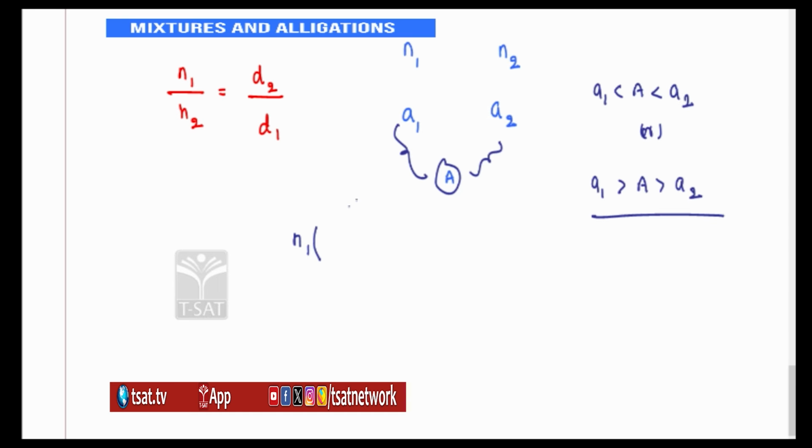So when I say N1 into difference 1, this difference 1 and difference 2 should be positive differences you have to take. So N1 into D1 is equal to N2 into D2. You must take the positive differences.